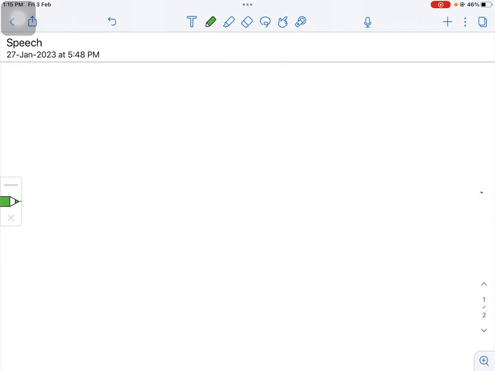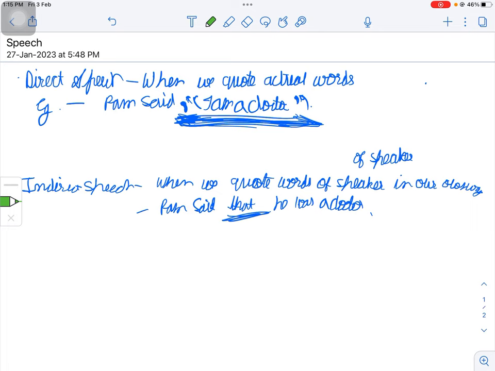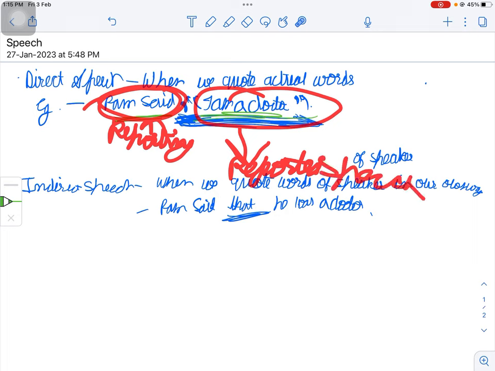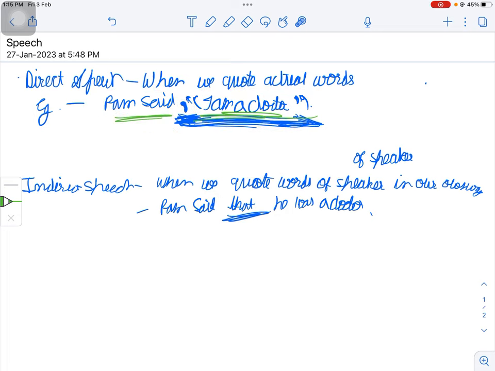Now you can see what is reporting speech. Like, Ram said, "I am a doctor." Here, "Ram said" is the reporting speech, and "I am a doctor" is the reported speech. We have to learn this, so learn it. Now let me erase it.